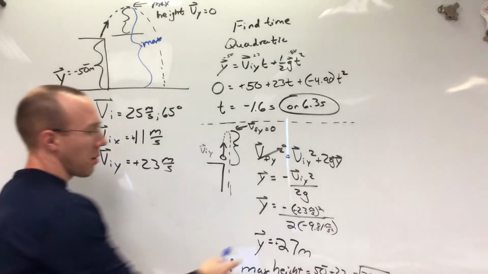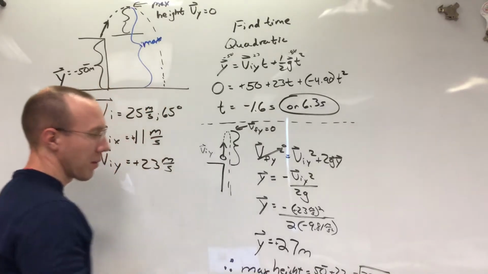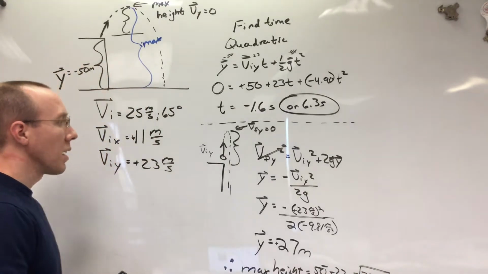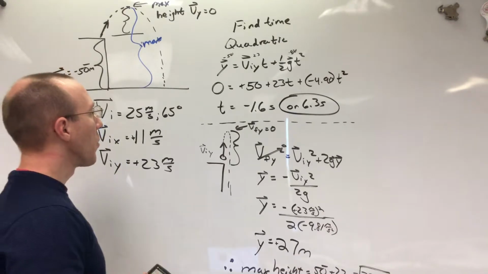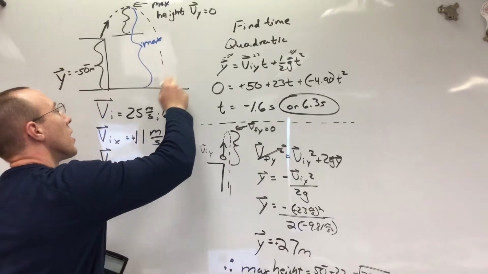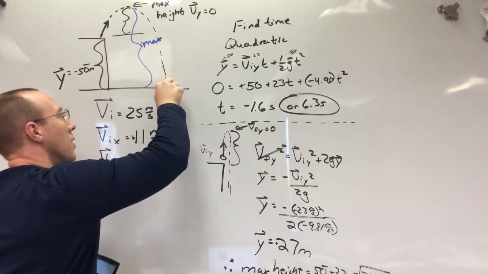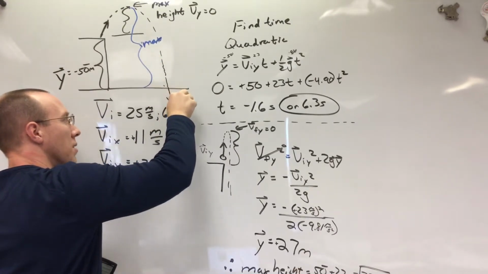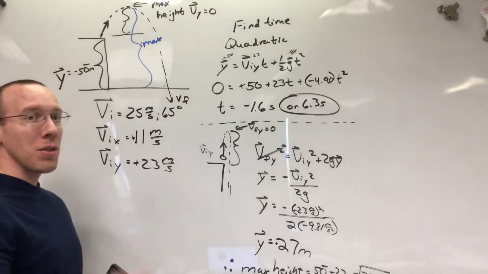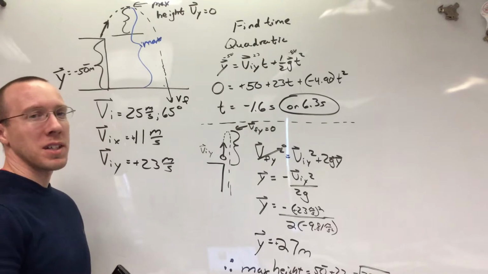Some people stop the problem after this. You should keep going. Make sure you do the addition. And then lastly, one of the things they tend to ask for in these types of problems is, what's the final velocity? And you need two things. You need to find the components.